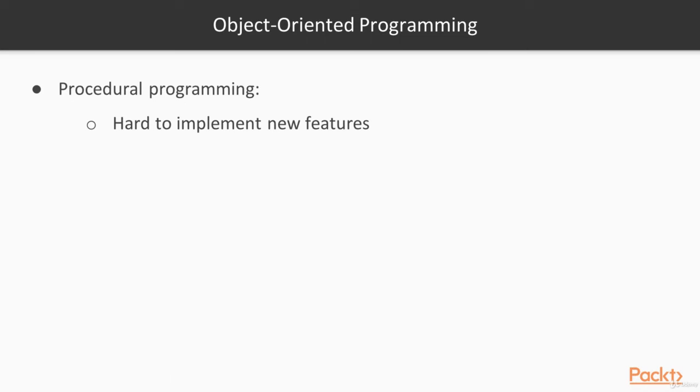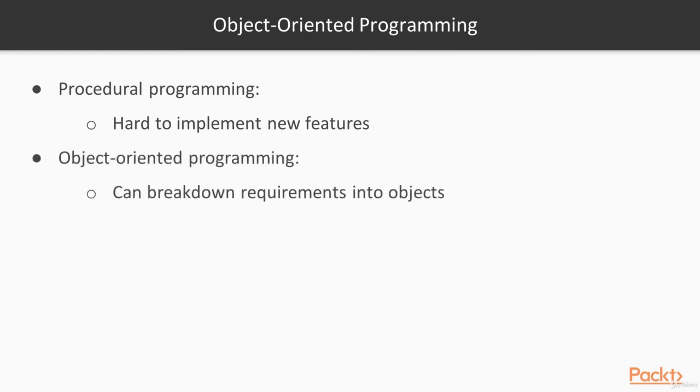So, object-oriented programming. First of all, I want to talk about procedural programming. In procedural programming, sometimes requirements will change, and it might be hard to implement new features that were not planned in the beginning. And in procedural programming, the code blocks get bigger and bigger. Changes in code introduce many bugs, or it gets too hard to maintain the code.